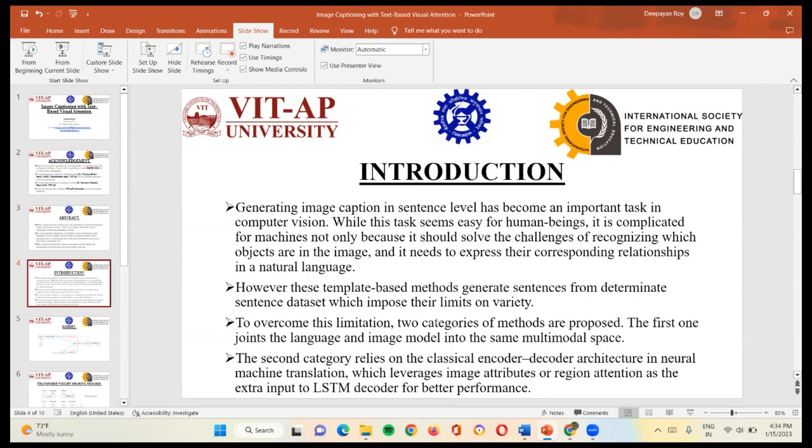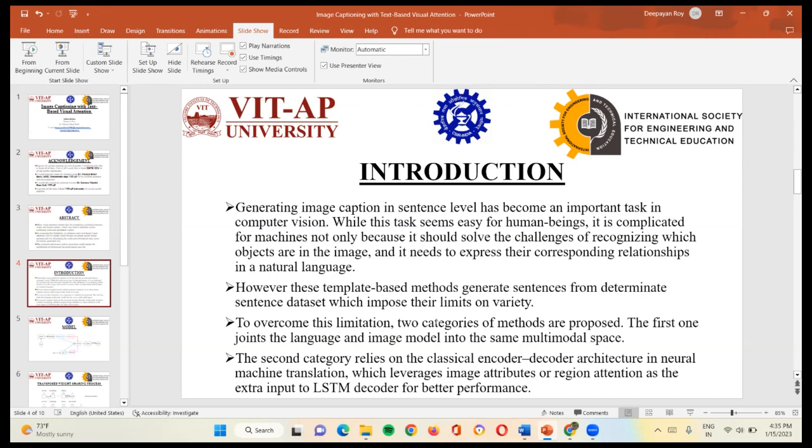Generating image captions at the sentence level has become an important task in computer vision. While this task seems easy for human beings, it is complicated for machines, not only because it has to solve the challenge of recognizing which objects are in the image, but also because it needs to express their corresponding relationship. However, template-based methods generate sentence forms determined by the sentence dataset, which imposes limits on variety.